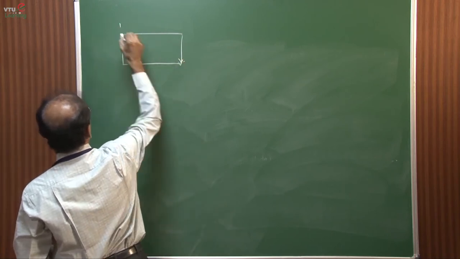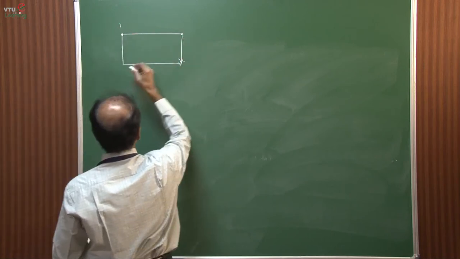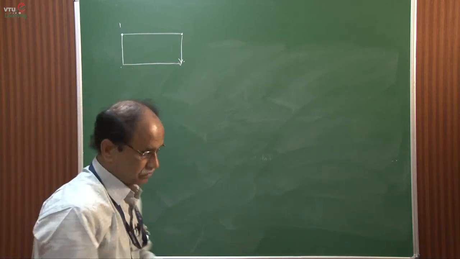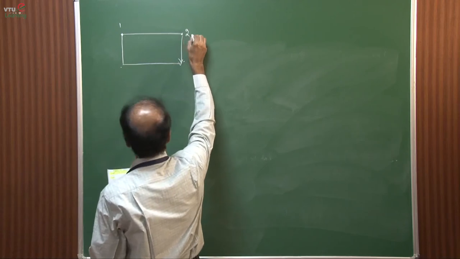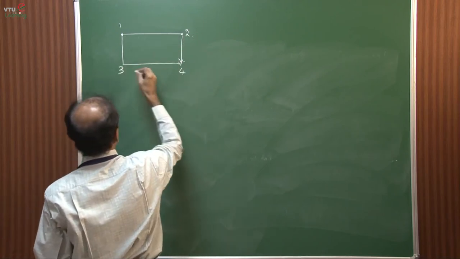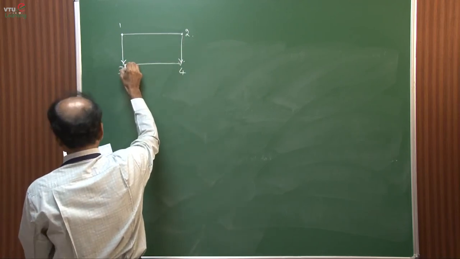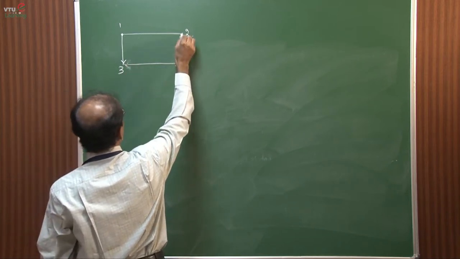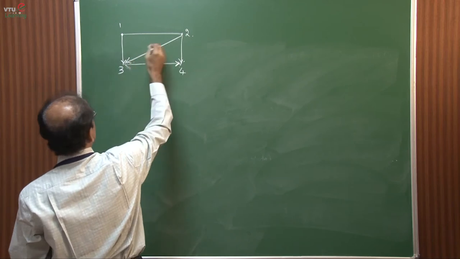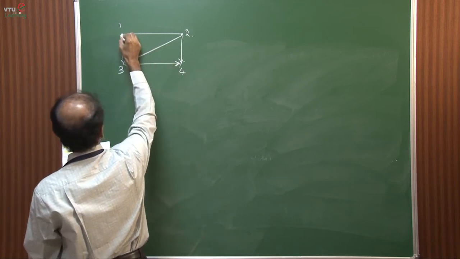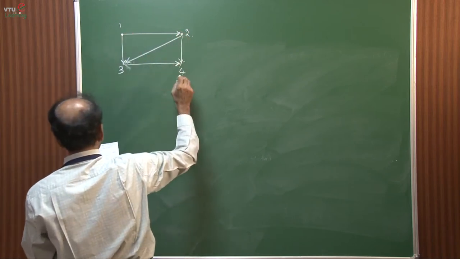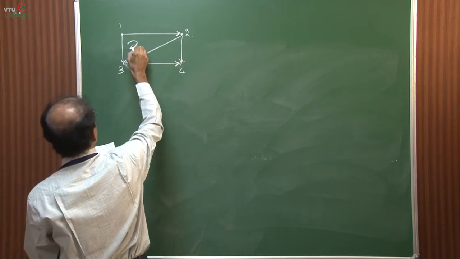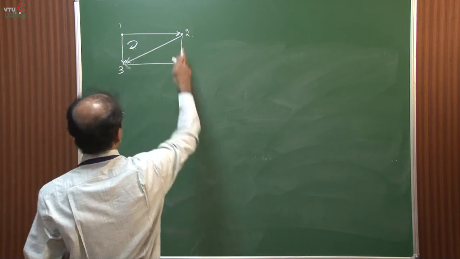This is node number 1, this is node number 2, and node number 3, this is 4, and current is flowing in this direction, and here the edge, next edge, and here this is the direction. So, a directed graph we have to represent, and the current is flowing in this direction from node number 2.